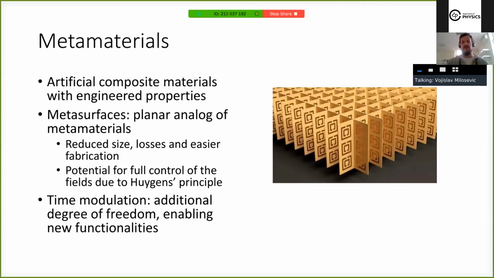They also represent a huge research area in recent years, and they have been used for many applications, like frequency selective surfaces, transmit arrays and reflect arrays, then polarization changing metasurfaces, to name just a few. Time modulation is a relatively new concept in the field of metamaterials and metasurfaces, which gives us an additional degree of freedom for engineering the properties of these structures, and enables some new functionalities which are not possible without this time modulation, which I will explain more about in a minute.